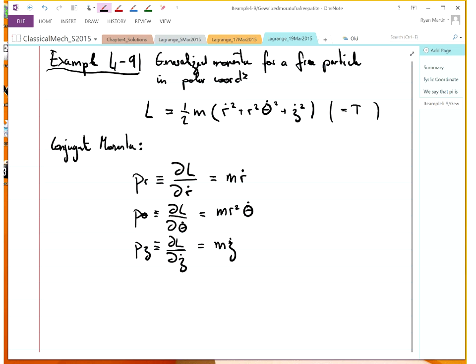So if we look at our Lagrangian, what coordinates are cyclic? Coordinates are cyclic if they don't appear explicitly in the Lagrangian. So z is cyclic because there are no z's in this Lagrangian. Similarly, theta is cyclic because there's no thetas. There's a theta dot, but there's no thetas. Whereas r, there's an r. There's an r squared multiplying the theta dot squared. So that's not cyclic.